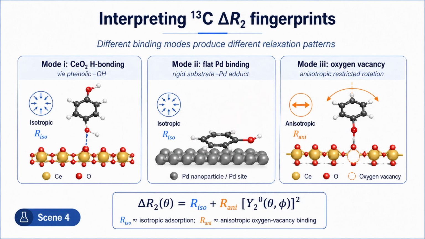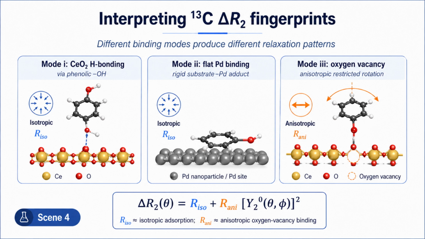These delta R2 patterns can be interpreted in terms of distinct binding modes. The first is hydrogen bonding to CeO2 through the phenolic OH group. The second is flat adsorption on Pd, corresponding to a rigid substrate-Pd adduct.